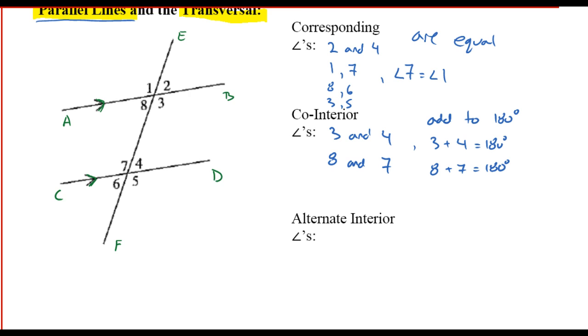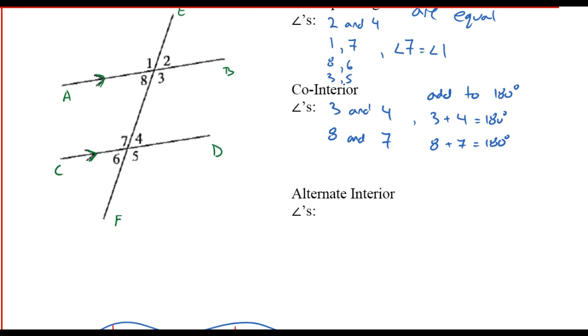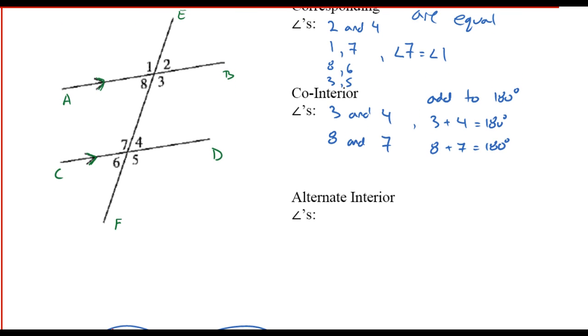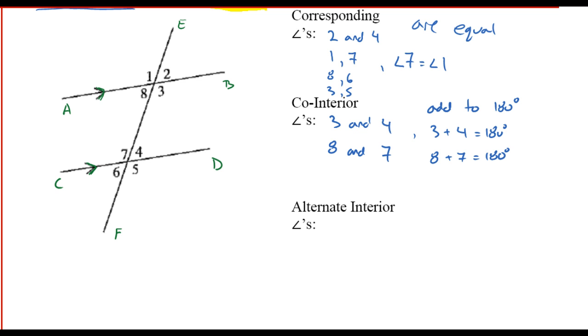The last one we're going to look at is alternate interior angles. Again, this is slightly different. Both of those angles are also going to be on the inside of the parallel lines, but on the opposite side of the transversal. So again, let me just show you an example here.